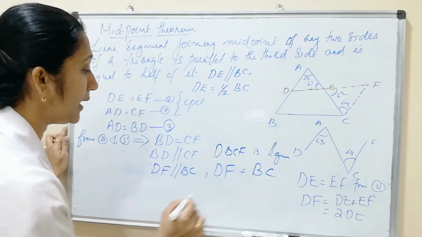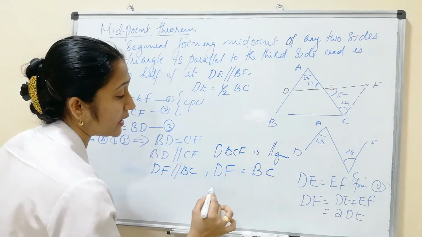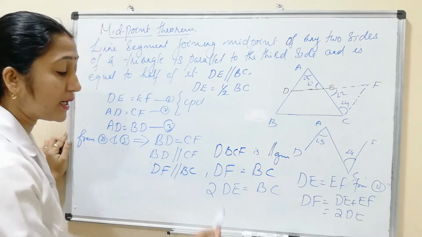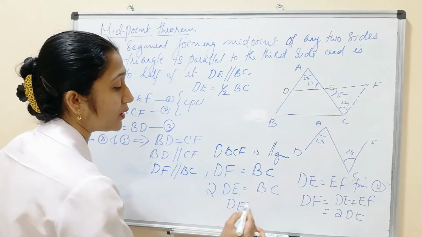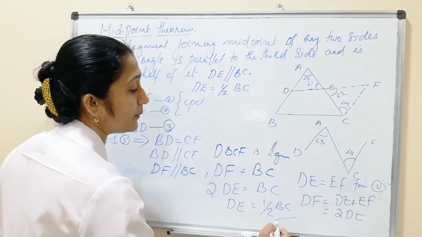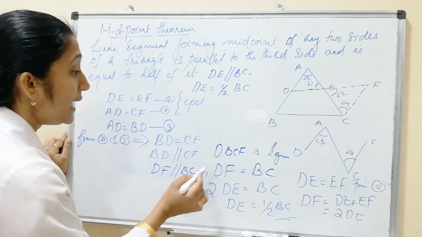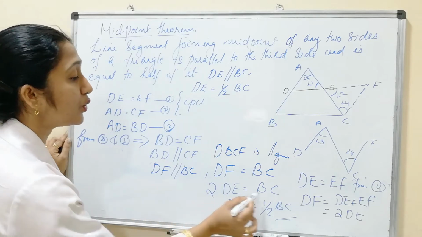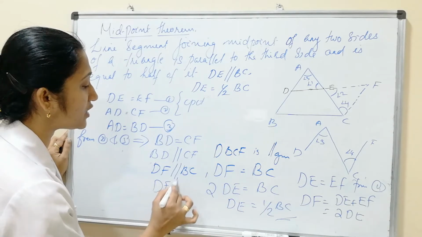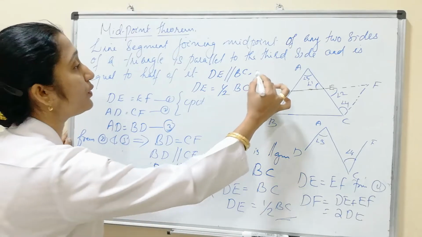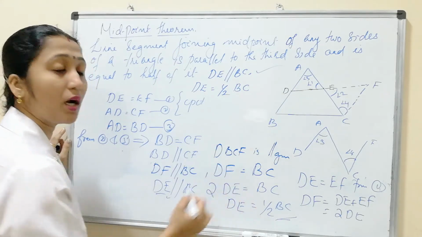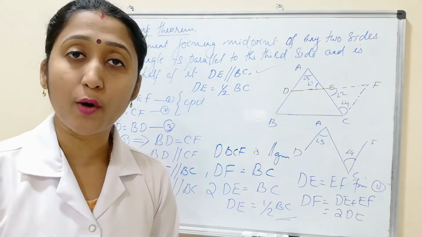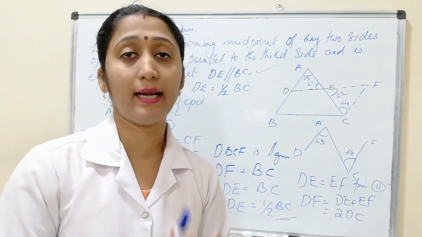So we can substitute here. In place of DF, we write 2DE equal to BC. So DE equal to half of BC. Now we proved DF is equal to BC, and 2DE equal to BC means DE is parallel to BC. So we proved the first part, and also DE is equal to half of BC. Is it clear? Okay.